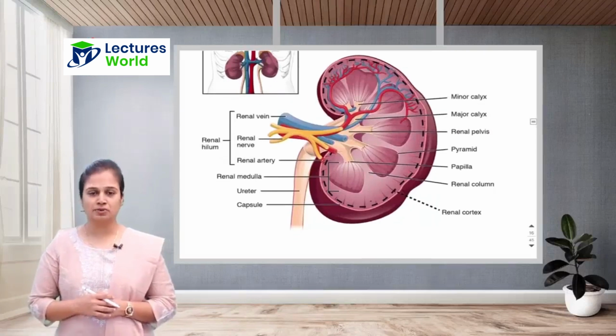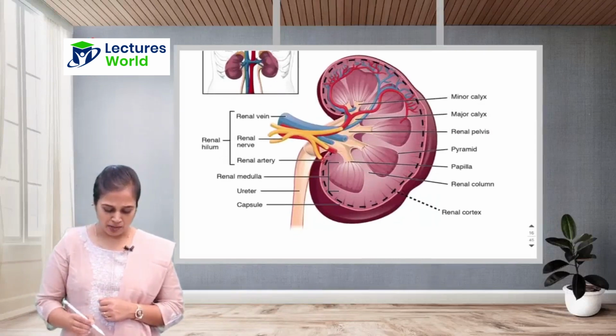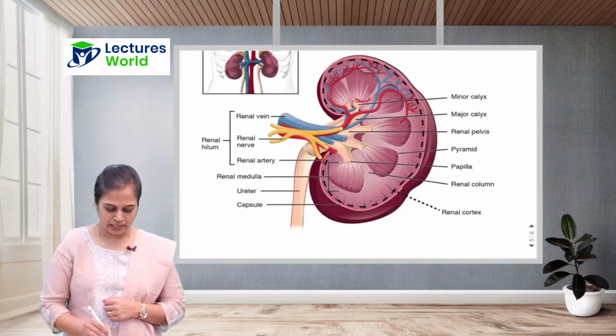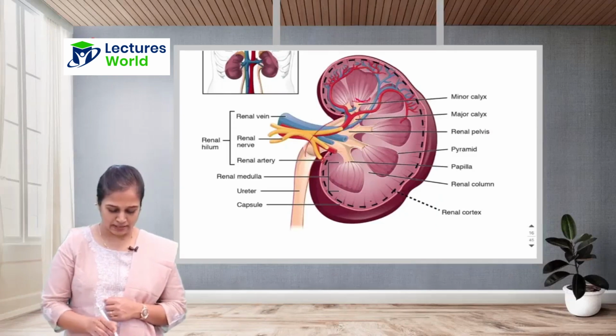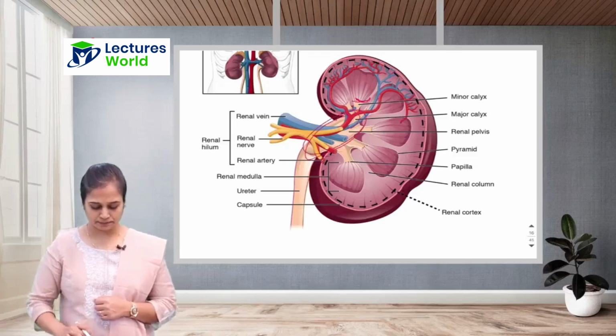In this image you can see more clearly. This is the minor calyx, this is the major calyx, and this is the renal pelvis.